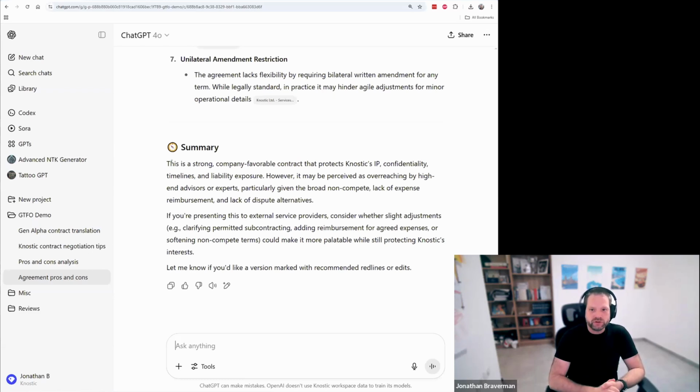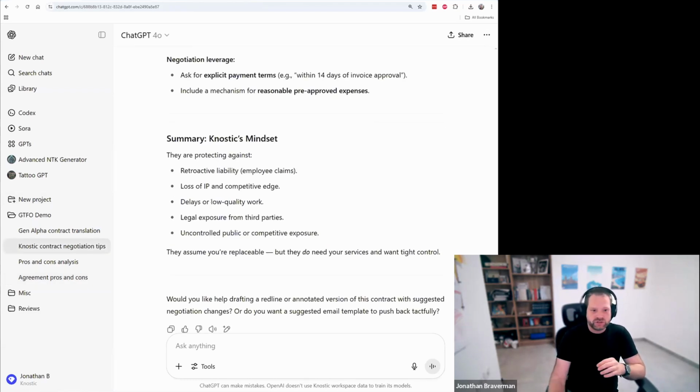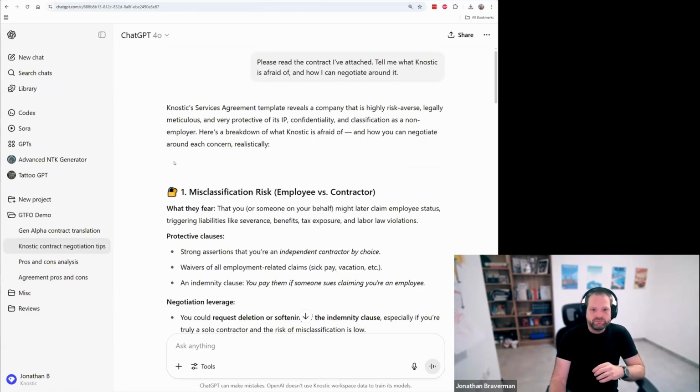Why does this tell you absolutely nothing? Because it gives you a map of the good things and the bad things, but it doesn't give you any actionable items. So I changed the way I talk to ChatGPT, and I tell it, please read the contract I've attached and tell me what Gnostic, which is the other party in this example, is afraid of and how I can negotiate around it.